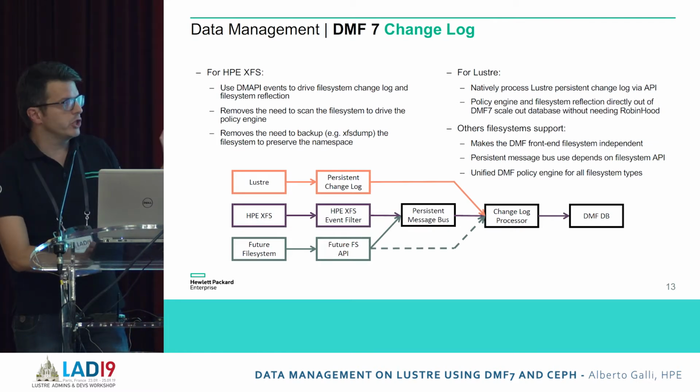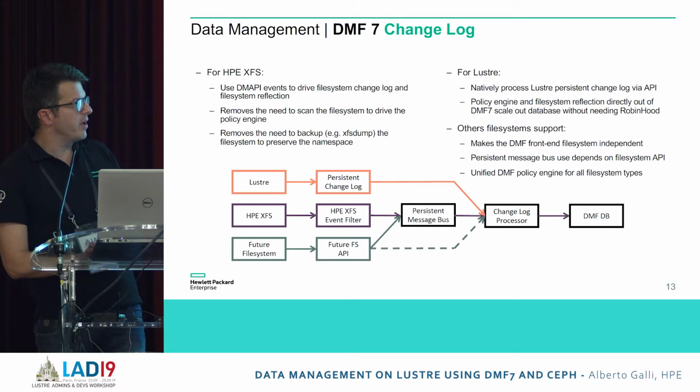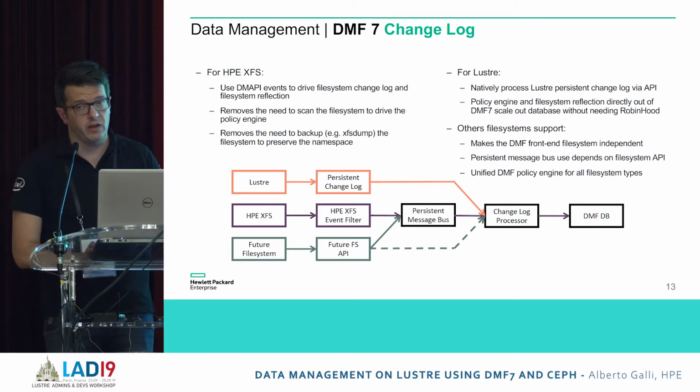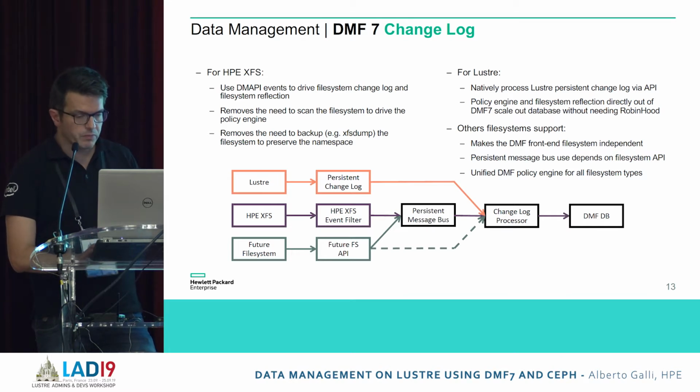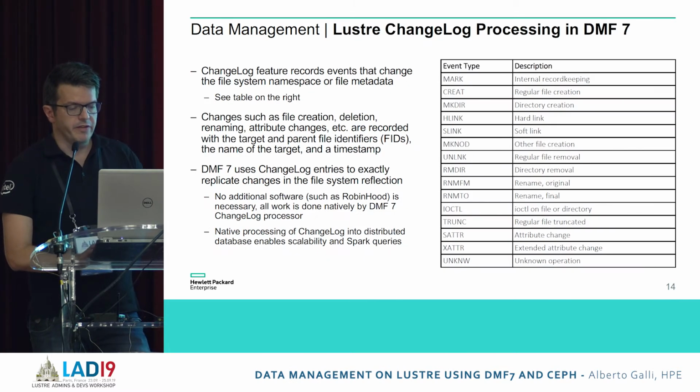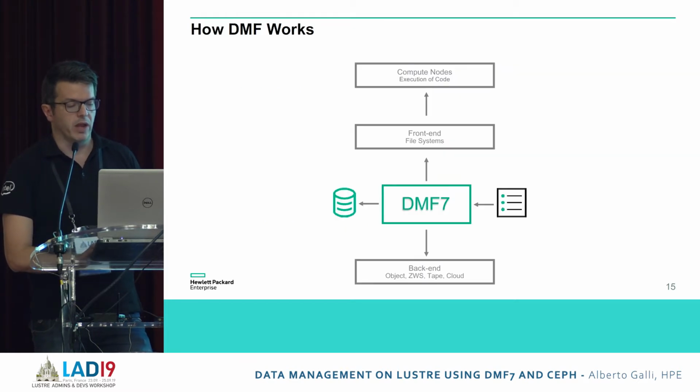Don't want to spend too much time on this because it has been covered already. DMF for Lustre uses changelogs extensively, so we rely on changelogs. As Ola said, we're really sensitive to any problem that can happen with changelogs. But this is standard. DMF will use the changelog to mirror any change that happened in the Lustre file system to the Cassandra database and make sure we're on par.